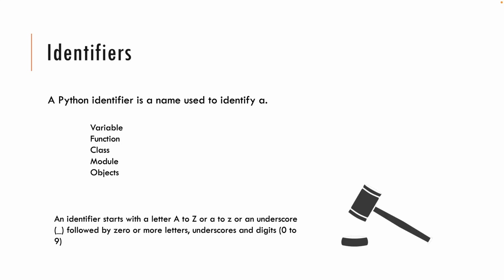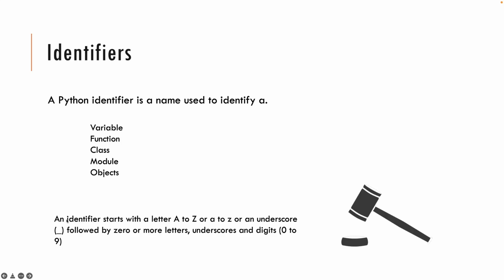Likewise, in Python, there are rules for naming anything. For example, take a variable, function, class, module, object. These are different things that you may not know about yet. But the thing is that there are rules if you want to name anything. A Python identifier is a name that is used to identify any of these things: variable, function, class, module, objects. So any name that we use to identify any of these things, we call it an identifier.